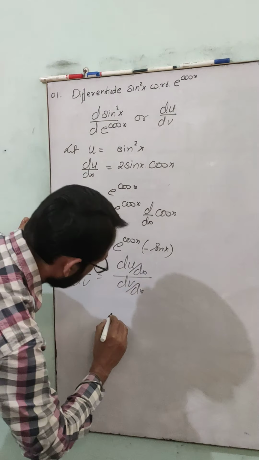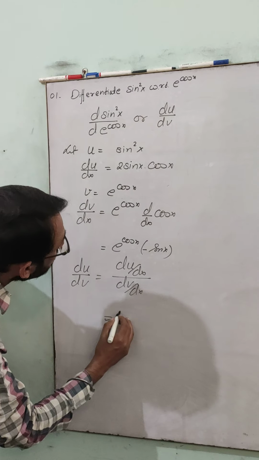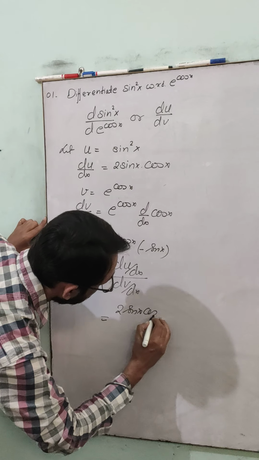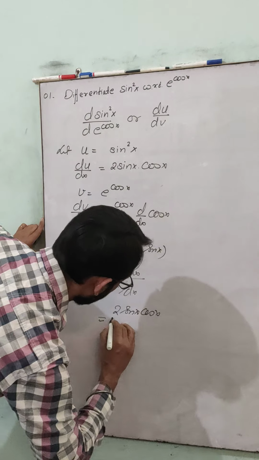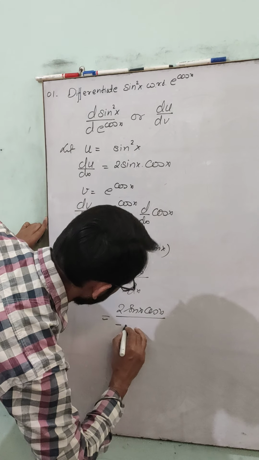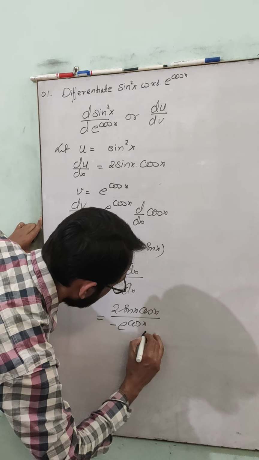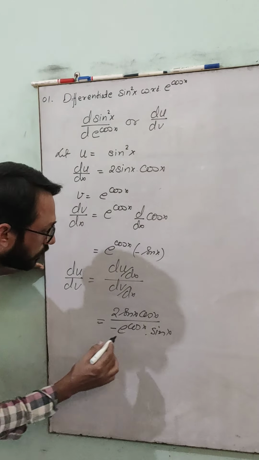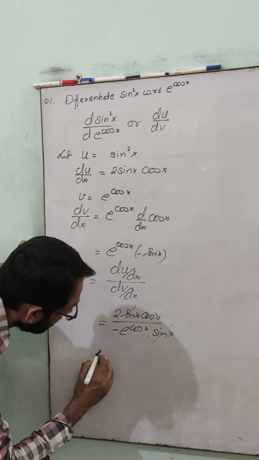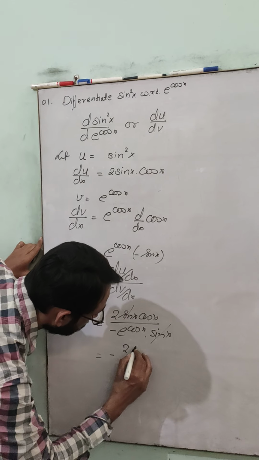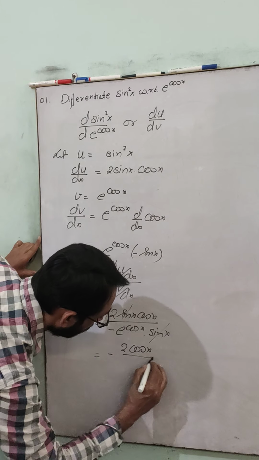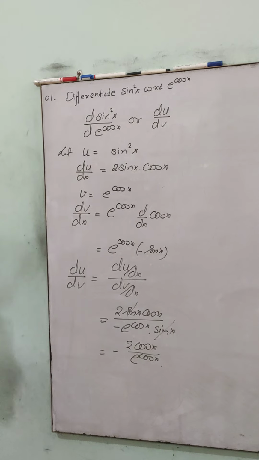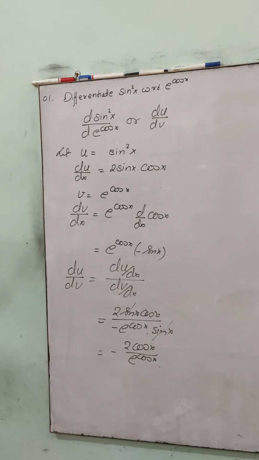Putting in the values, it will be 2 sin x cos x upon minus e^(cos x) into sin x. Sin x and sin x cancel, so the answer will be minus 2 cos x upon e^(cos x). So this will be the answer for the question.